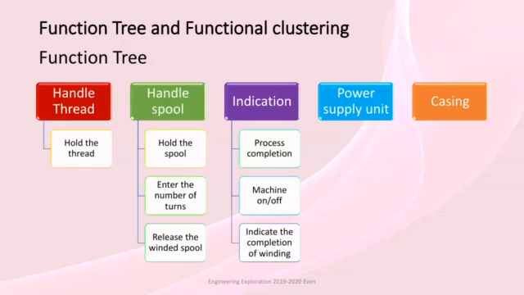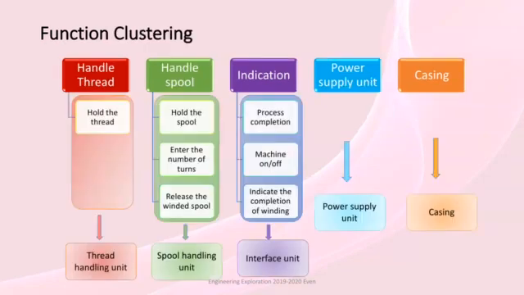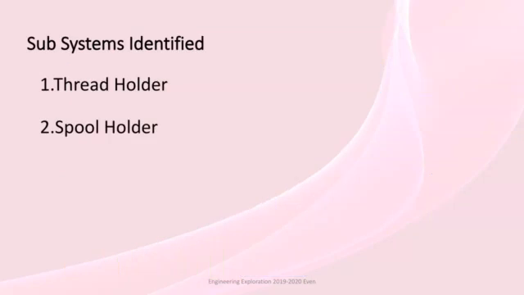This is the function tree and here are the functions. First, handle thread. Machine should hold the thread. Second, handle spool. It should hold the spool and should release the winded spool. Third, indication. It should indicate the completion of winding. Next, power supply unit and clustering. This is function clustering. Now let us see the subsystem identified to perform this function.